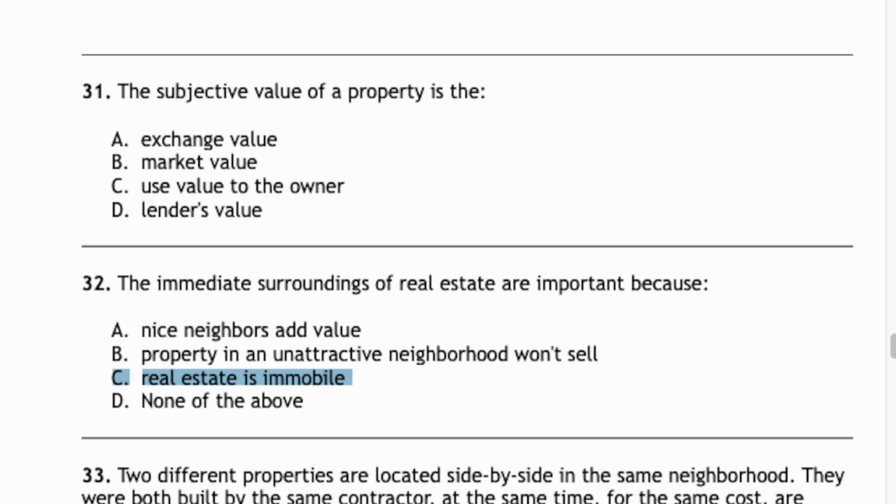That's a tough one to answer. Nice neighbors add value. Property in an unattractive neighborhood won't sell, which is called regression. But I guess the bottom line is real estate is immobile.